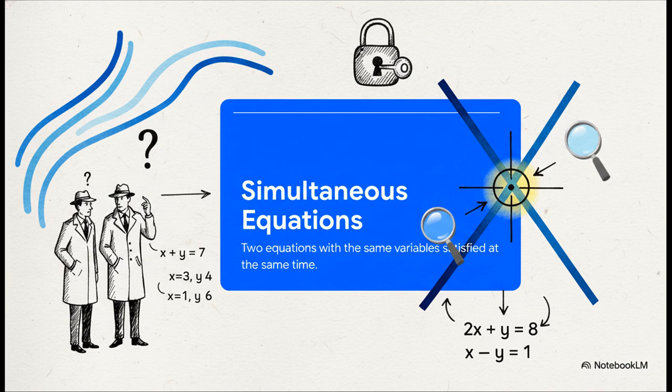But here is the absolutely crucial point. One clue, or one equation, is literally never enough when you have two suspects. If I just say, hey, x plus y equals 7, well, x could be 3 and y could be 4, or x could be 1 and y could be 6. The possibilities are endless, right? We need two intersecting clues that point to the exact same truth at the exact same time. That is the whole reason they're called simultaneous.